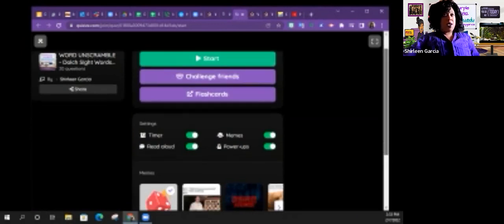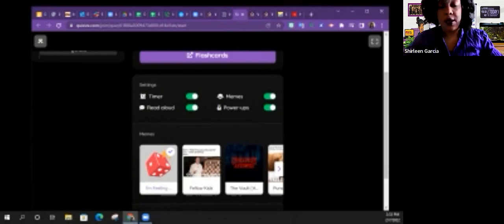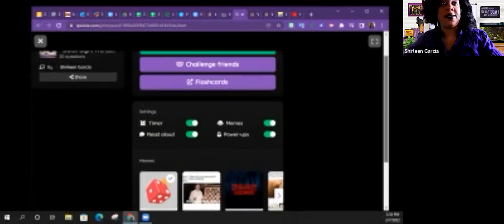You could click any of these on and off. You could be timed, or if you don't want to, turn it off. So it could read it to you, but it's not going to help you because the words are scrambled, but you could keep it there. It might sound funny to hear the way the computer will read them. The memes are just different little cute things that pop up, encouraging you to do better if you got it wrong, or giving you a kudos because you got it right.